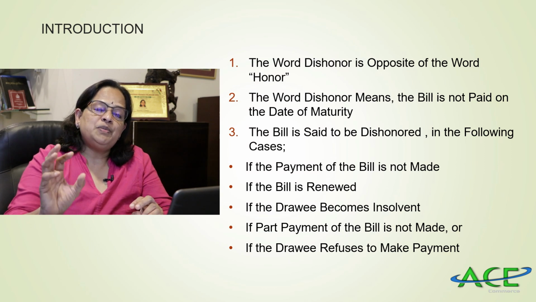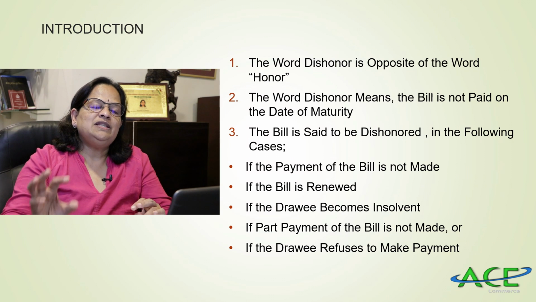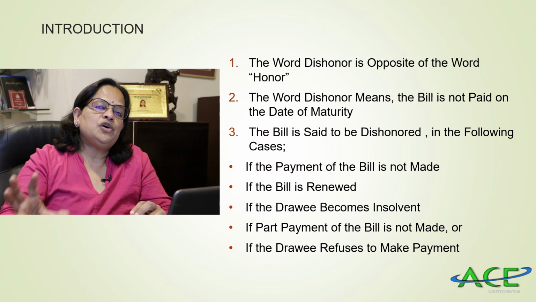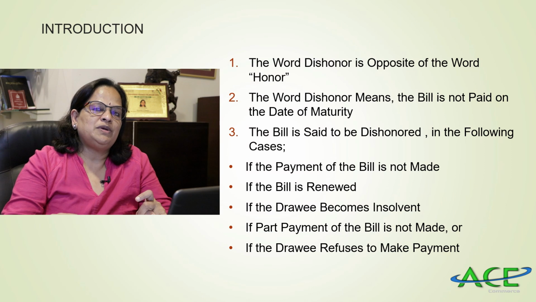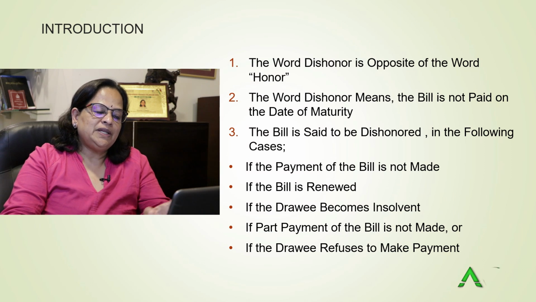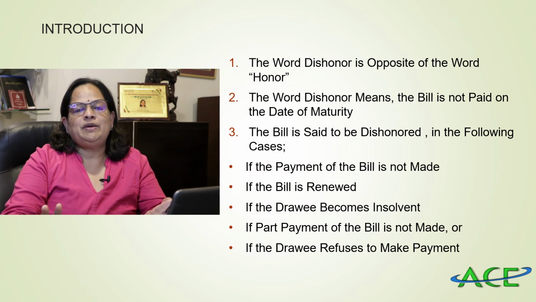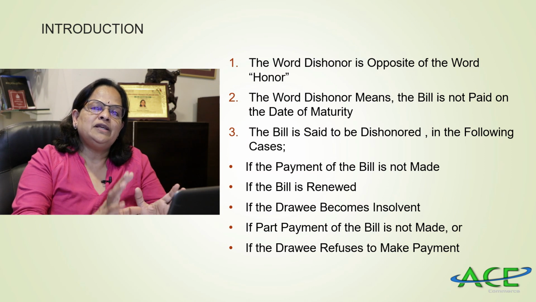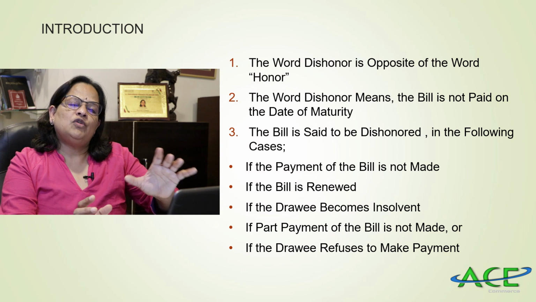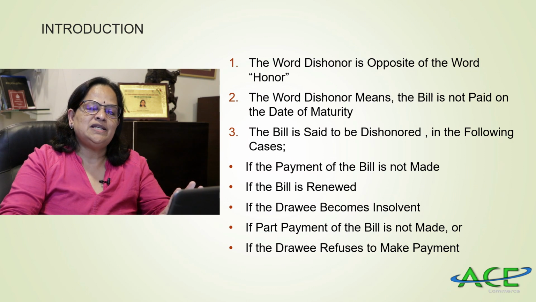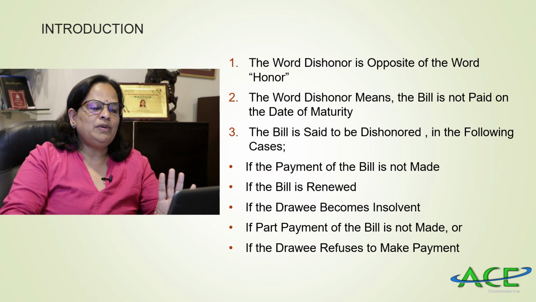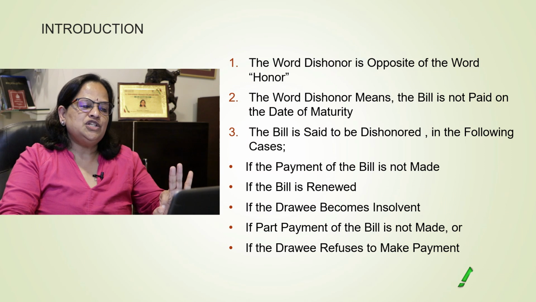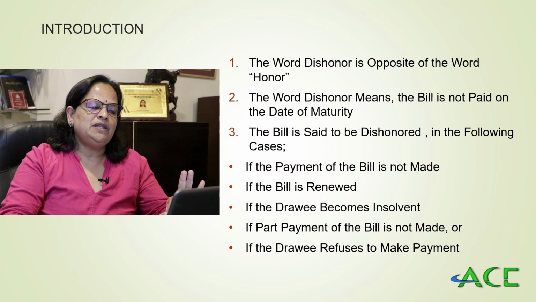Next, only part payment of the bill is made. See, the bill is for 10,000 rupees, and the drawee makes only 5,000 rupees as payment. That is also dishonor. Next, the drawee refuses to make payment. The drawee finds some legal loopholes in making the payment. He says that whatever item he received is not of the standard quality, so he is not going to make the payment. He raises some other legal issues and refuses to make the payment.